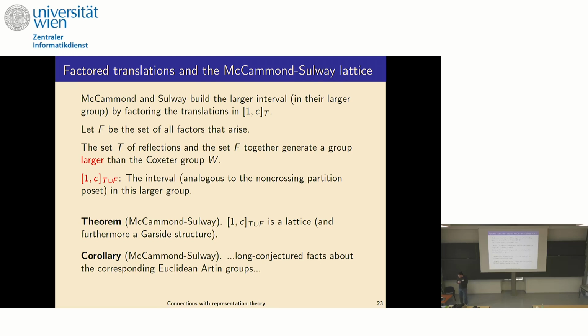I think in the interest of time, I ought to wrap up here. So let me tell you sort of what is in these slides without actually telling you what is in the slides, if you see what I mean. So McCammond and Sulway, the way that they make their bigger group is, they take some elements of the group that are translations. They actually act as translations in the affine model. They factor them. They get new translations that weren't in the group before. They put those in, and that generates a larger group. They do the interval from 1 to C in the larger group, and that's their lattice.